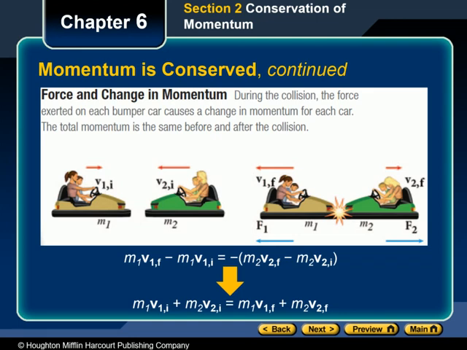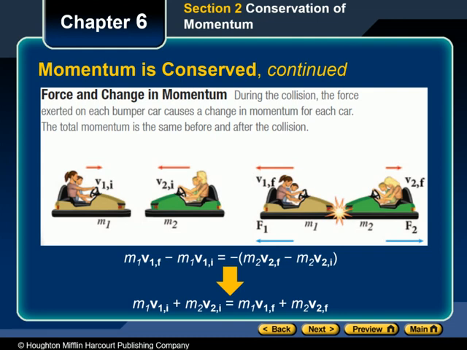In equation form, this is expressed by the following equation. M1 v1 final minus M1 v1 initial is equal to the negative quantity of M2 v2 final minus M2 v2 initial. This equation means that if the momentum of one object increases after a collision, then the momentum of the other object in the situation must decrease by an equal amount.